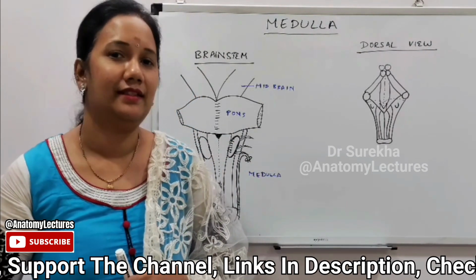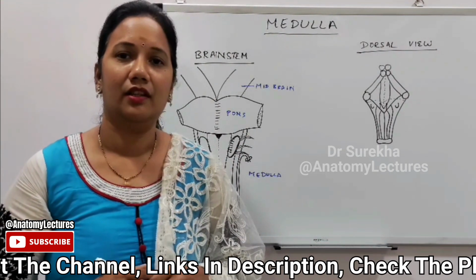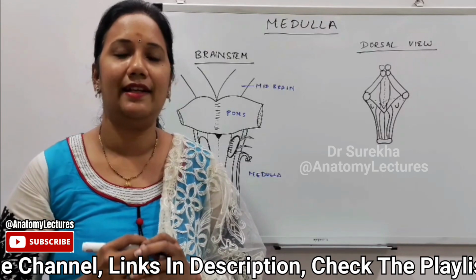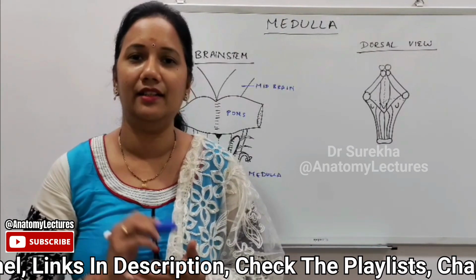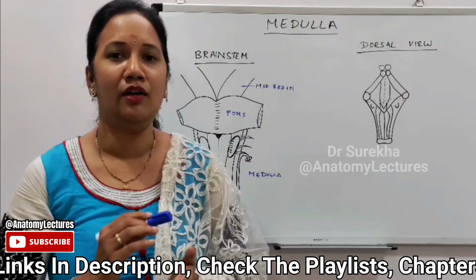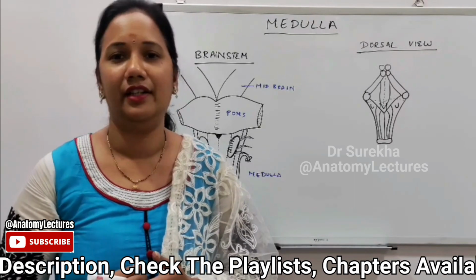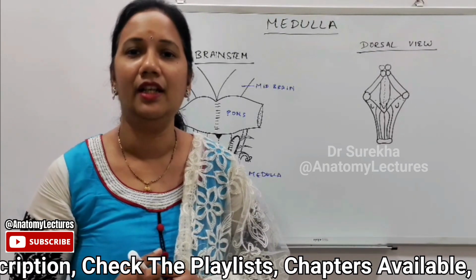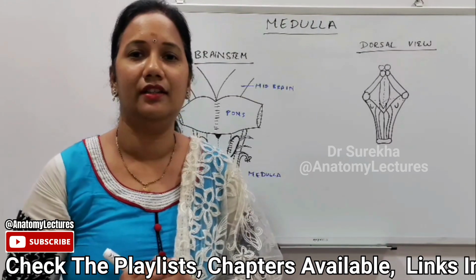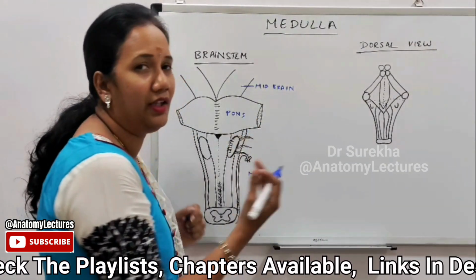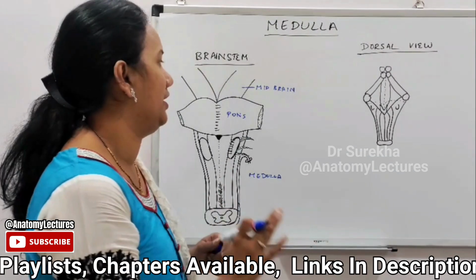If you all remember, all the cranial nerves exit from this brainstem except the first and the second cranial nerves, that is, the olfactory and optic. The remaining cranial nerves emerge from the ventral aspect of the brainstem except the trochlear nerve. The trochlear nerve is the only cranial nerve which emerges from the dorsal aspect of the brainstem.